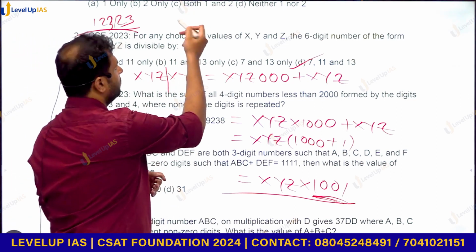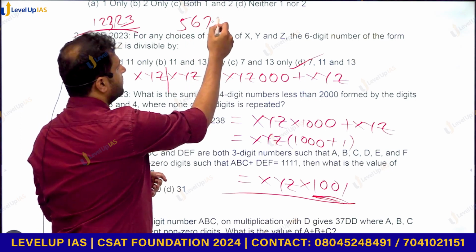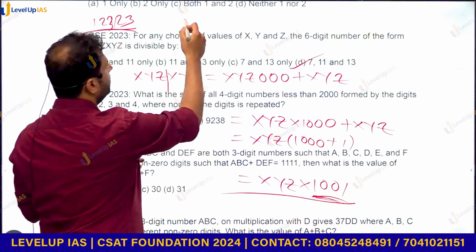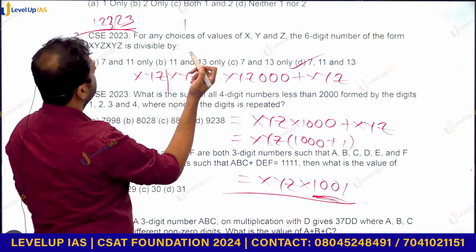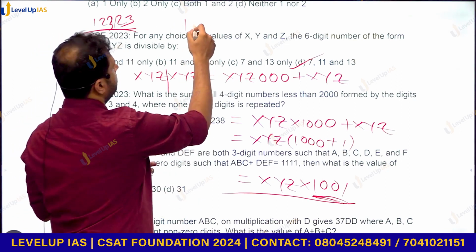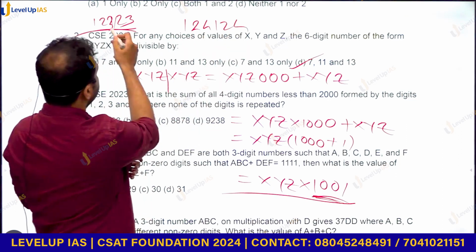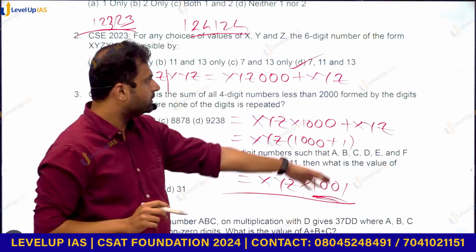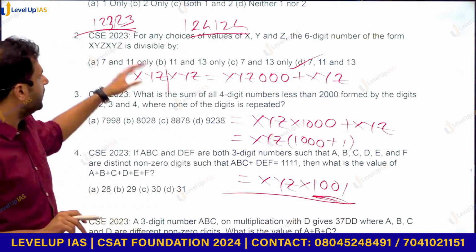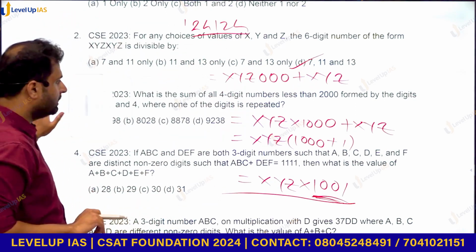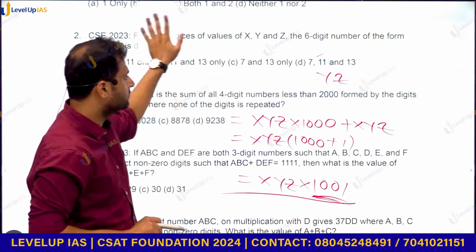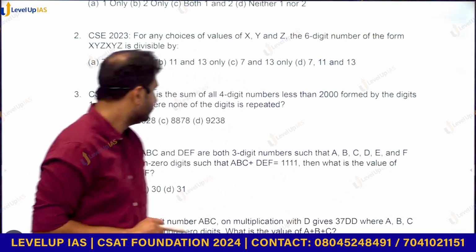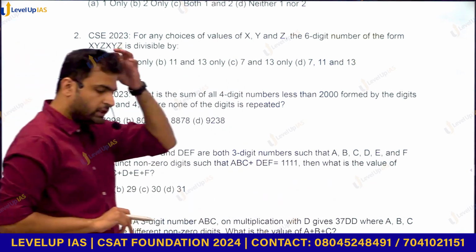Then you can take one more just to be sure, 567, 567. If you want to take simpler, you can take 124, 124. Check for this, and because of this fact, it will be divisible by all three, and you can solve this particular question. Let us come to the next question.